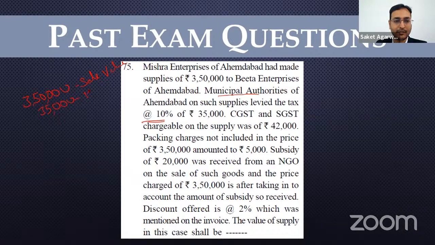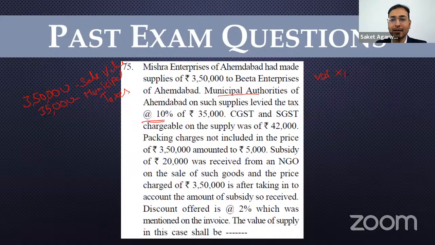This is municipal taxes to be added. Yes. CGST and SGST charged on the supply was 42,000. How did the seller arrive at the value of supply? We don't know. So however much CGST and SGST he has computed, we are totally going to ignore that. Because without finding the value of supply, how can we get GST?